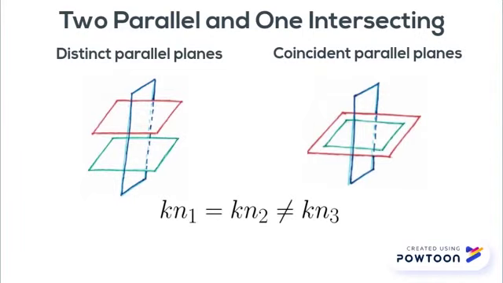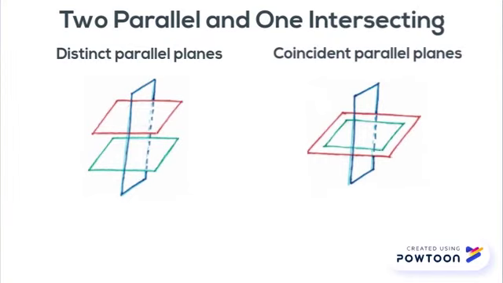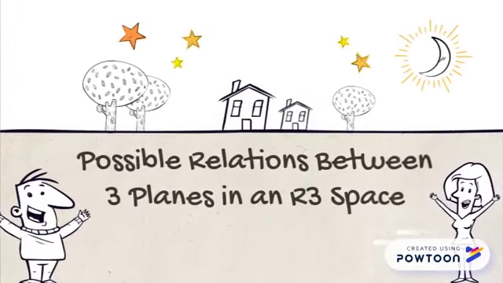The normals of two parallel planes with one plane intersecting have normal 1 equal to normal 2, but not equal to normal 3. Then, to differentiate whether the planes are distinct or coincident, check the d values of the planes. If d1 does not equal d2, then the planes are distinct. If d1 equals d2, then the planes are coincident. And this is how you find the possible relations between three planes in an R3 space.